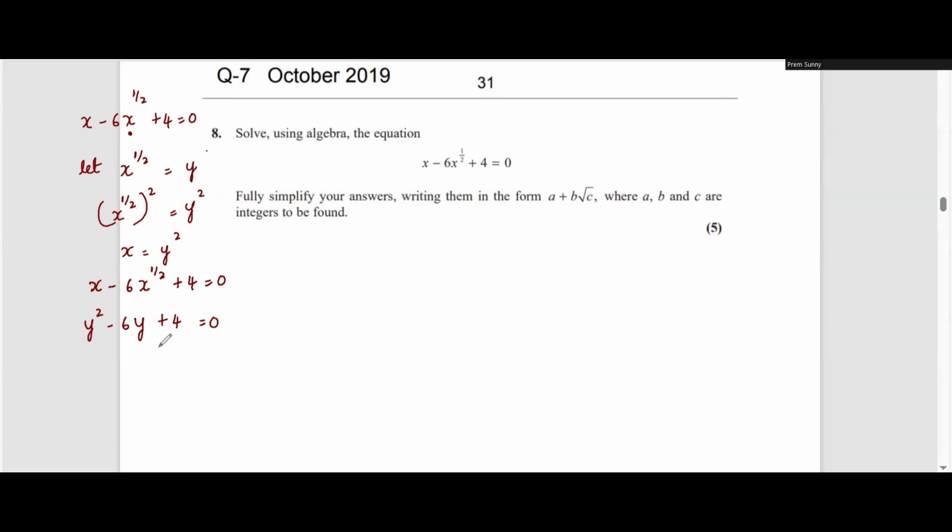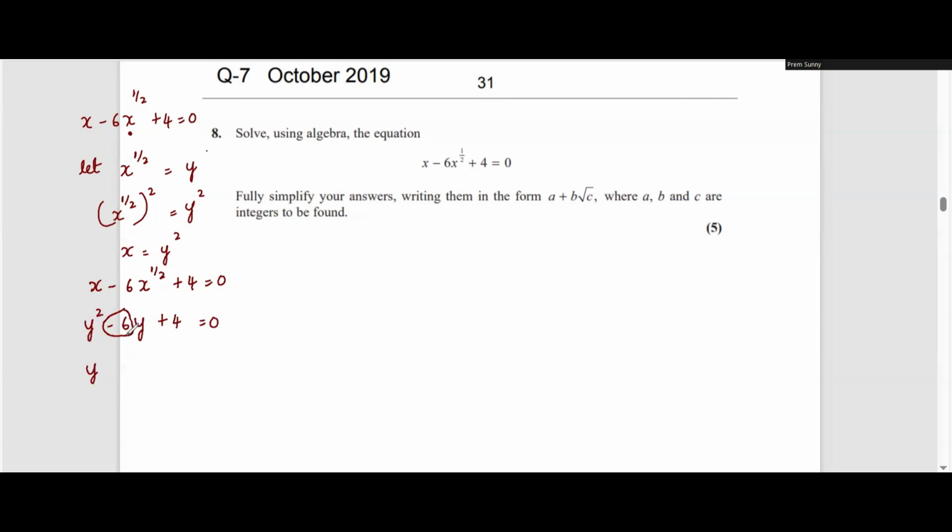How can we simplify this? Factorization is not possible because two numbers to multiply to give you 4 and add to give you minus 6 is not possible. So what we can do is we can go for completing the square method. So completing the square method, first let's check what the variable is. Variable is y. Then you need to check what the b value here is. B value is minus 6.